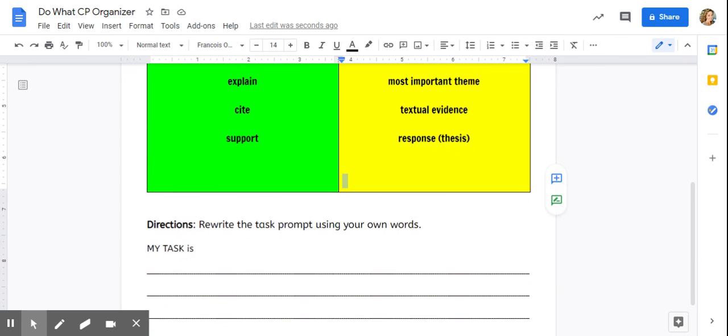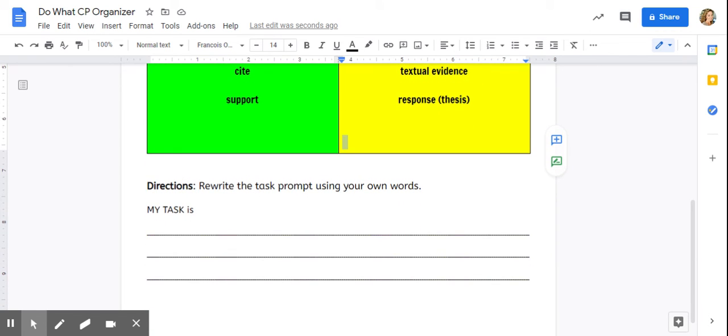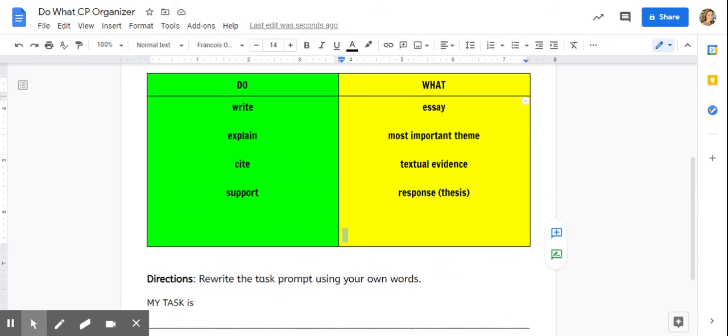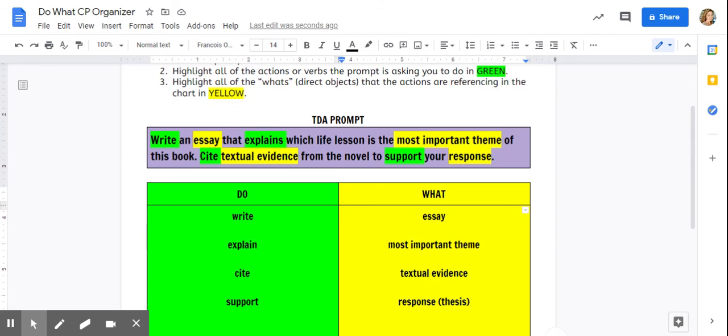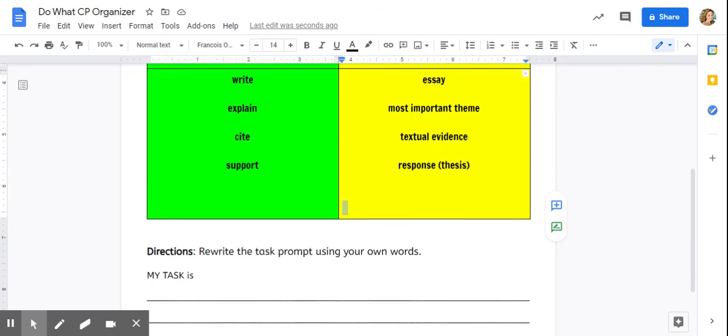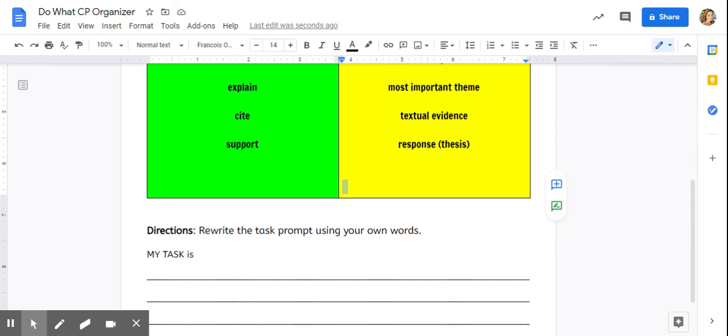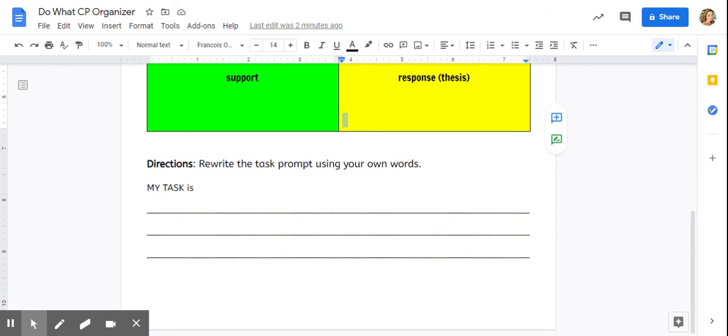So underneath it, where it says directions, it says rewrite the task prompt, rewrite the prompt using your own words. So using the chart and the yellow and green words, I want you to write what it is your essay is going to have to be about in your own words so that I know that you understand exactly what you're going to have to do for this particular TDA. You can just delete those lines and write out what you're going to have to do.